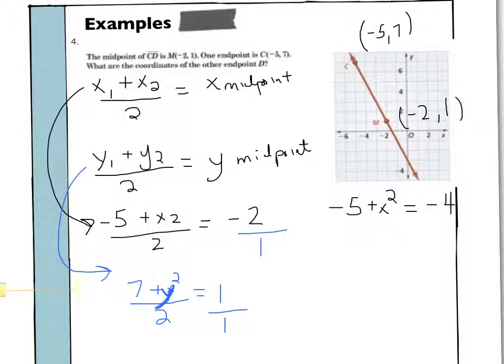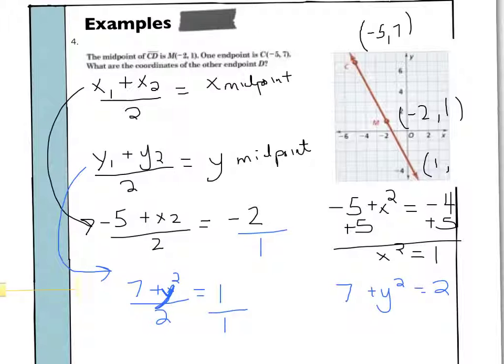-5 plus x2 times 1 just gives me that. And then -2 times 2 is going to give me -4. Now I want to solve for x2. Now I know that one of the endpoint's coordinates is going to be 1, and that's the x. So this is actually going to be 1. Let's see what the other one is.